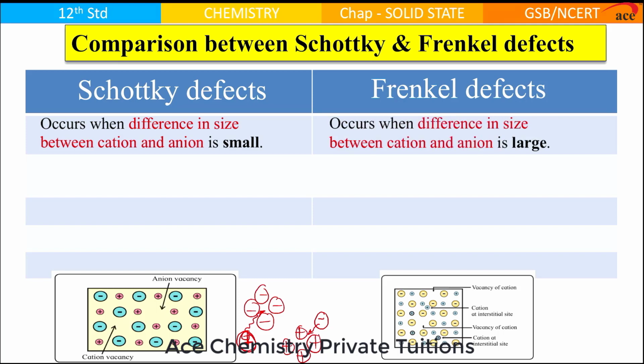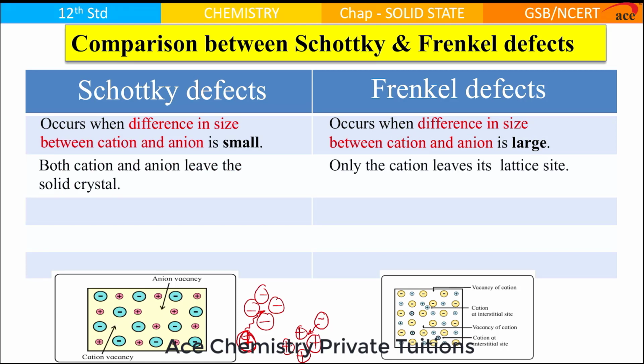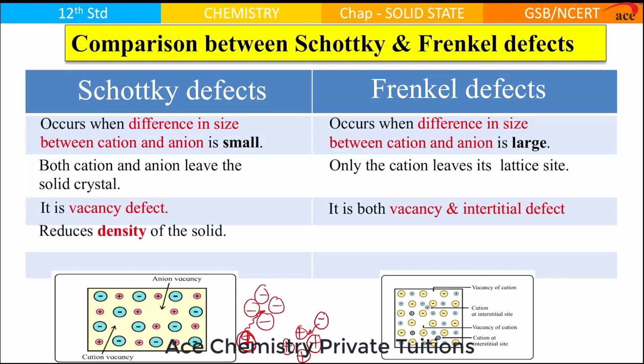In Frenkel defect, cation is much smaller, therefore cation slips. So, the difference between cation and anion size is large. In Schottky, both cation and anion are missing or they leave their lattice points. Here in Frenkel, cation leaves the lattice point and occupies an interstitial position. Schottky is an example of vacancy defect, while Frenkel is an example of both vacancy and interstitial defect. In Schottky, density gets reduced. In Frenkel, there is no change in density.